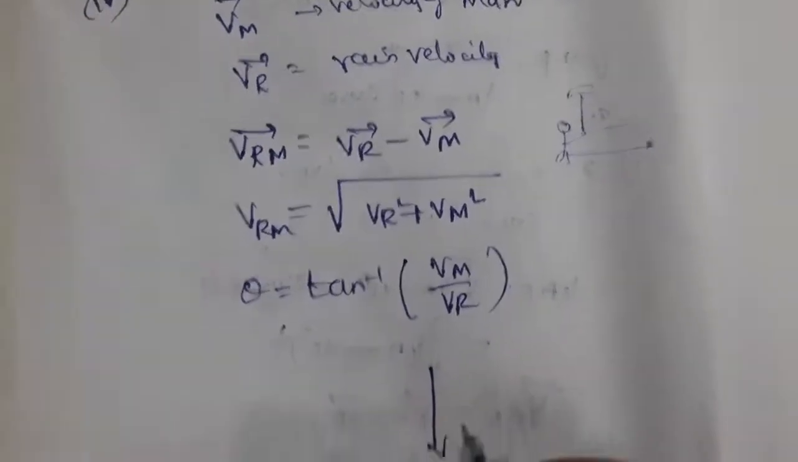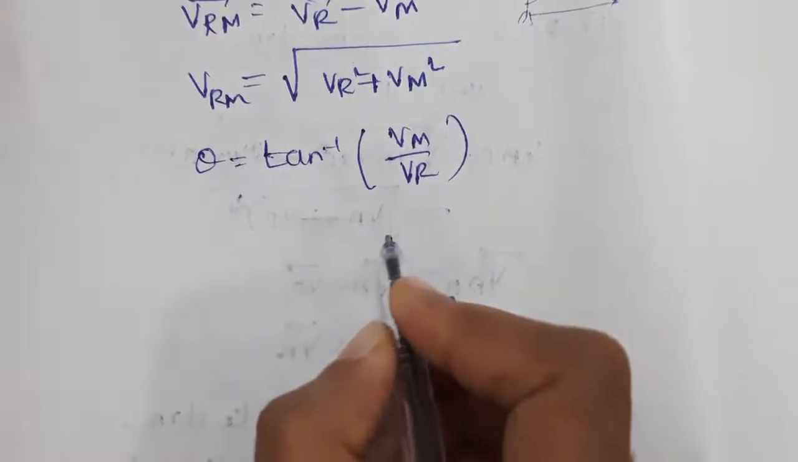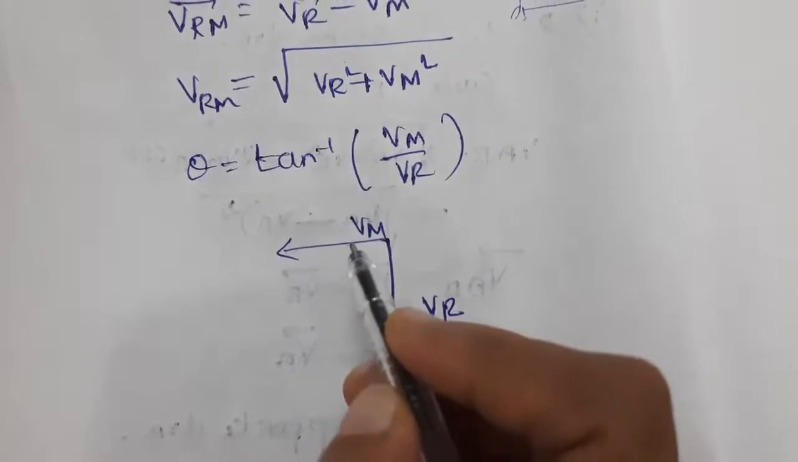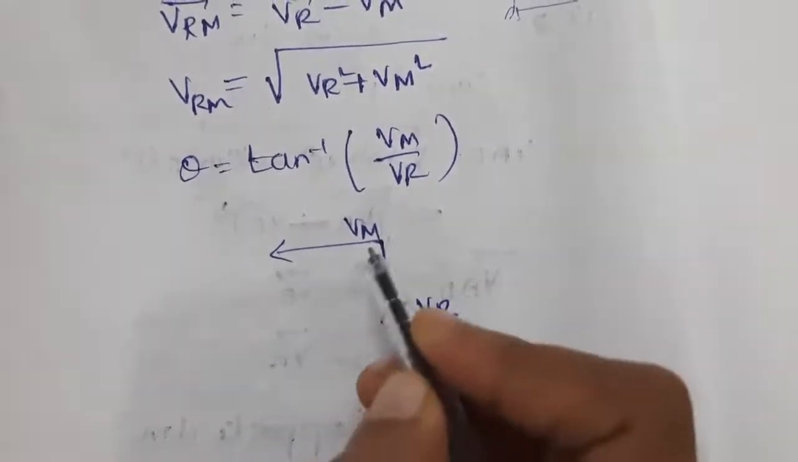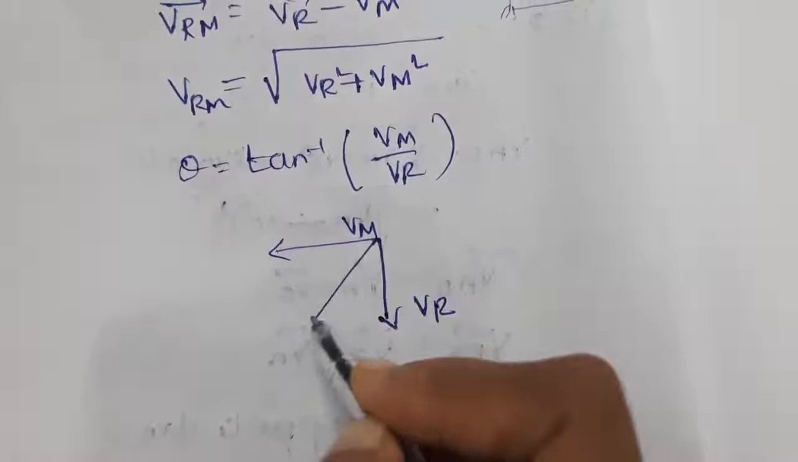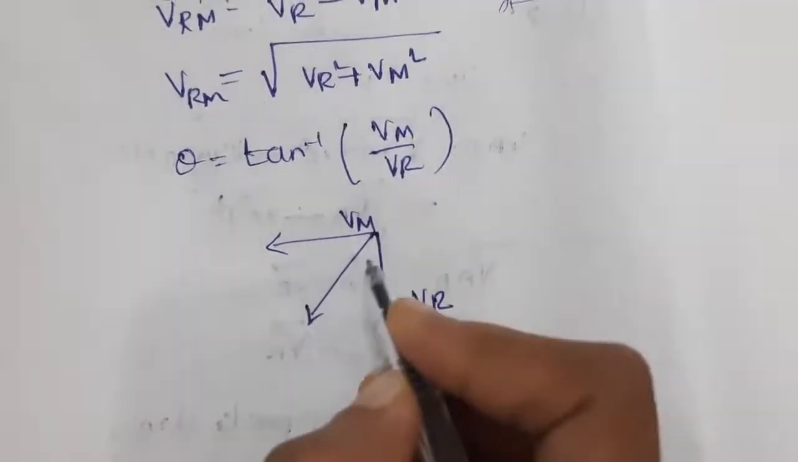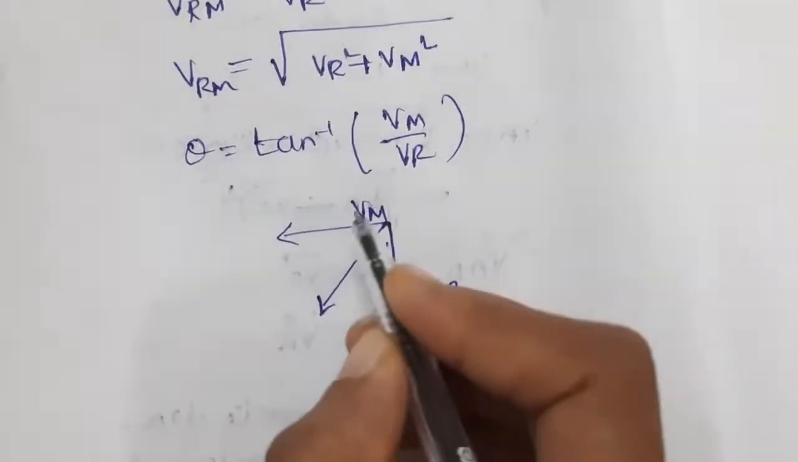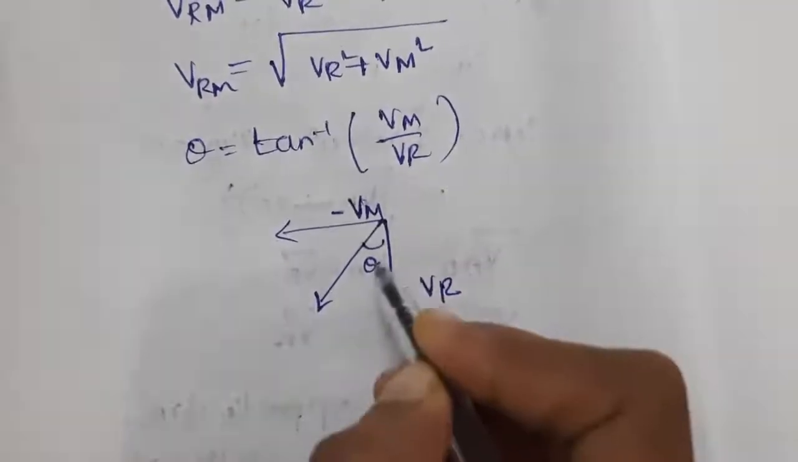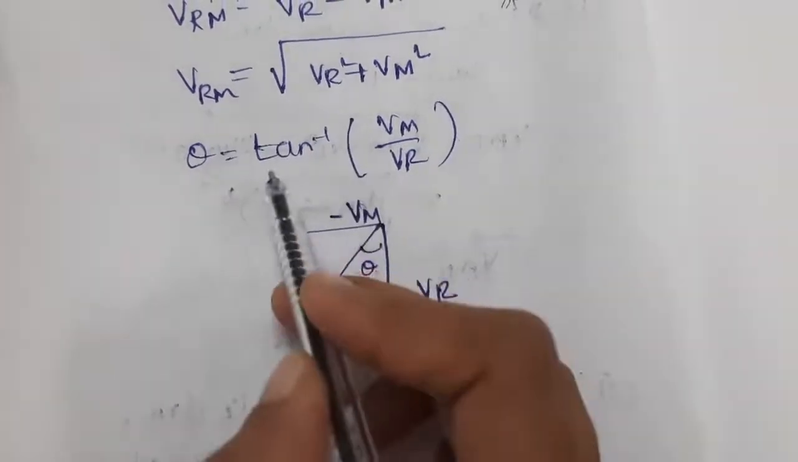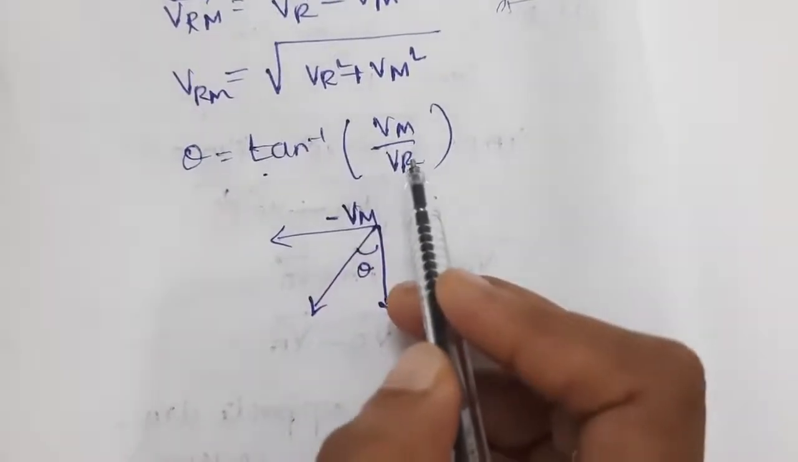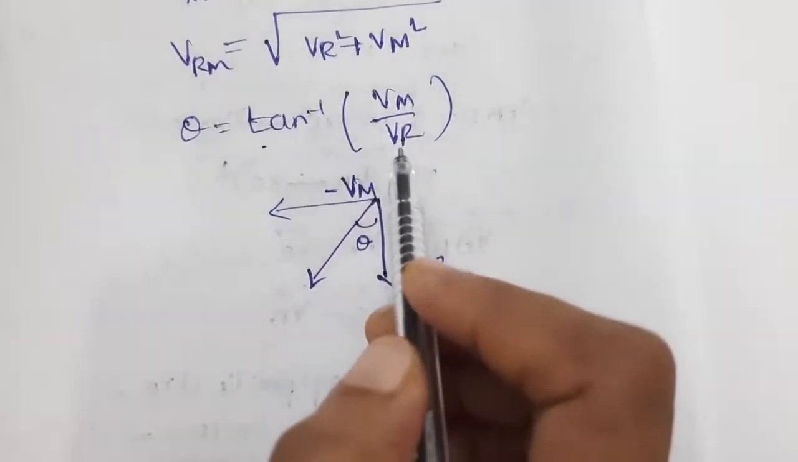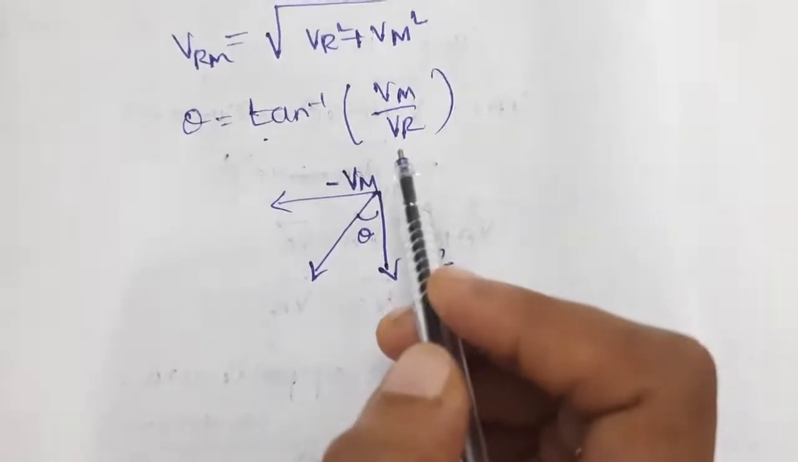This is the rain velocity Vr, and this is the man velocity Vm. Okay. So velocity of rain with respect to man, this is the relative velocity. Vr, this is the angle theta. So this is minus Vm, this is Vr, this is theta. So this theta can be written as tan inverse of Vm by Vr. Now to save himself from the rain, he should hold an umbrella at an angle theta with the vertical.